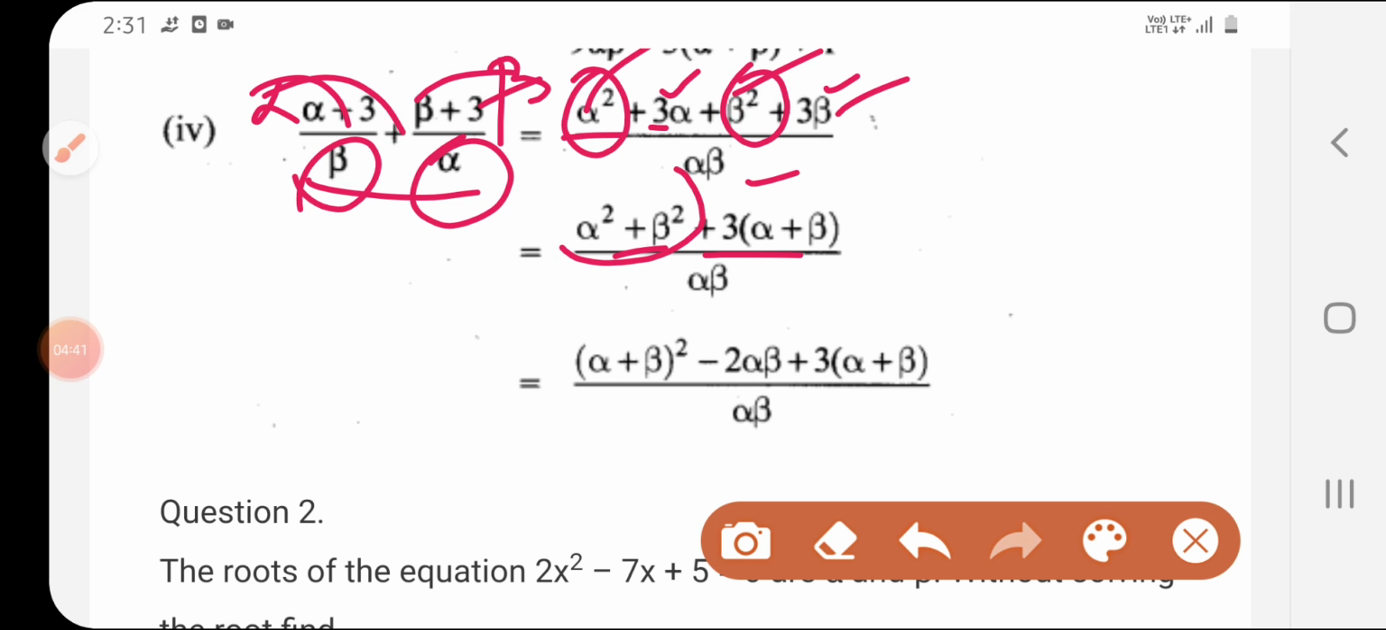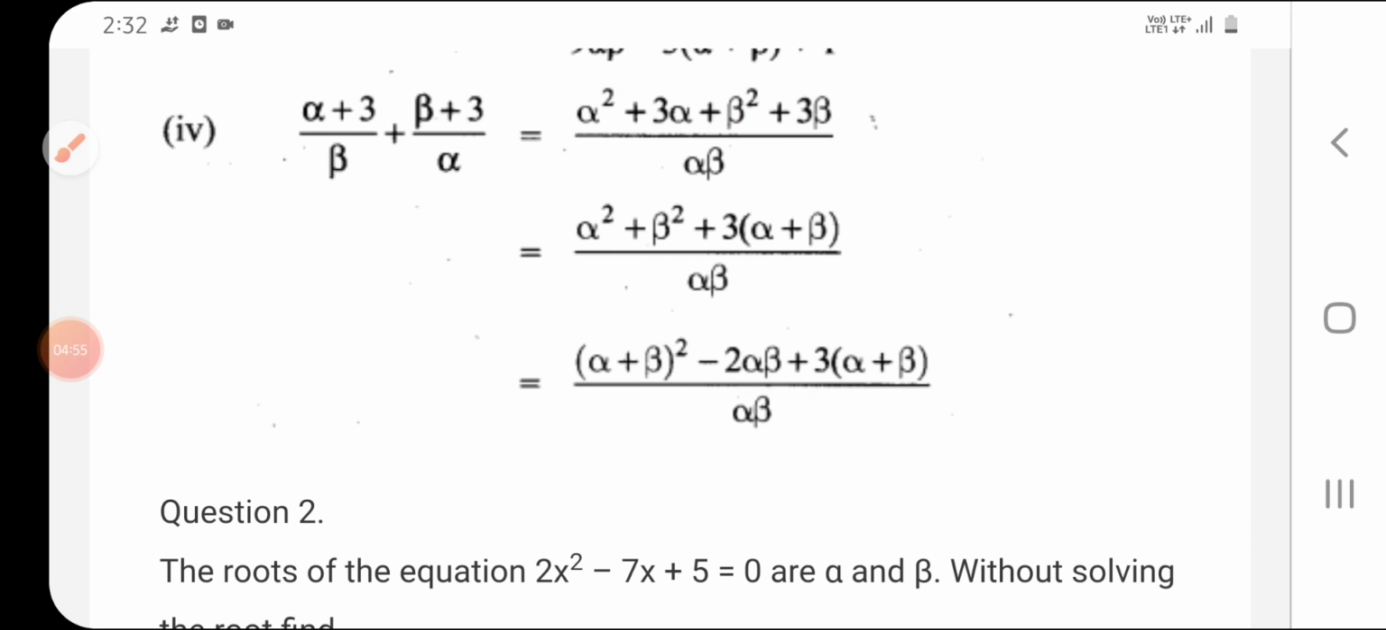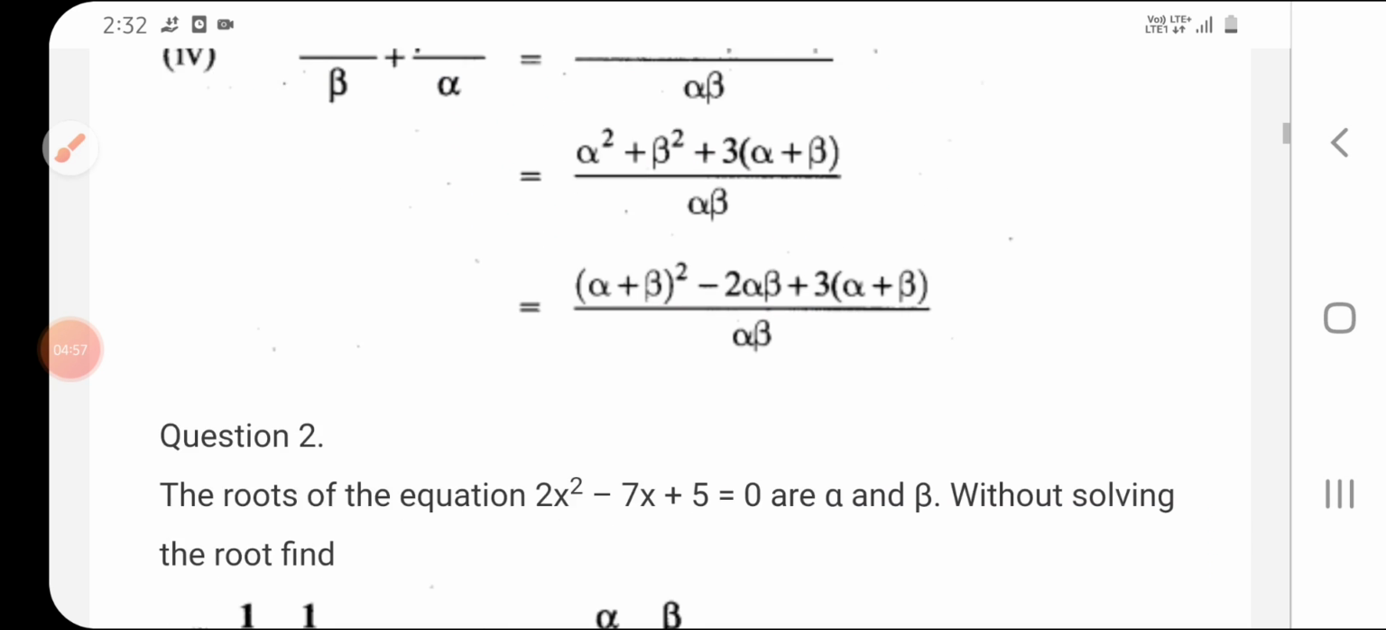Now we can express alpha square plus beta square like alpha plus beta the whole square minus 3 alpha beta, because they have asked us to write the following expression in terms of alpha plus beta and alpha beta, so that we have to express this formula. Okay. So this is the first question.